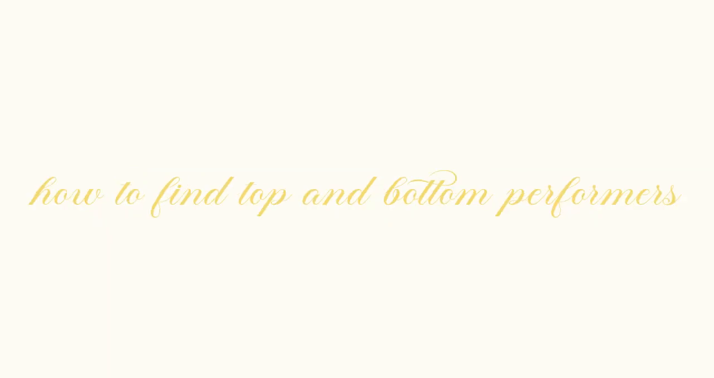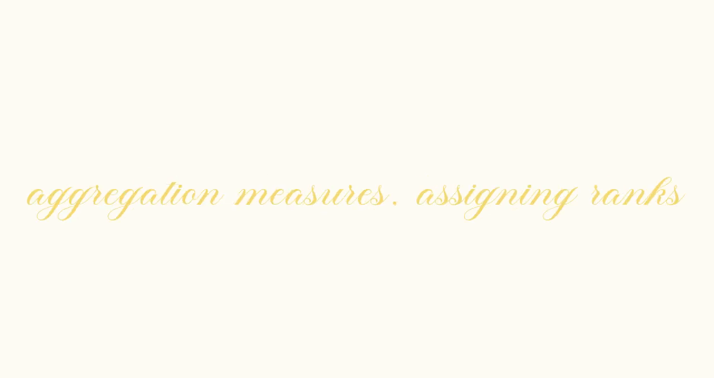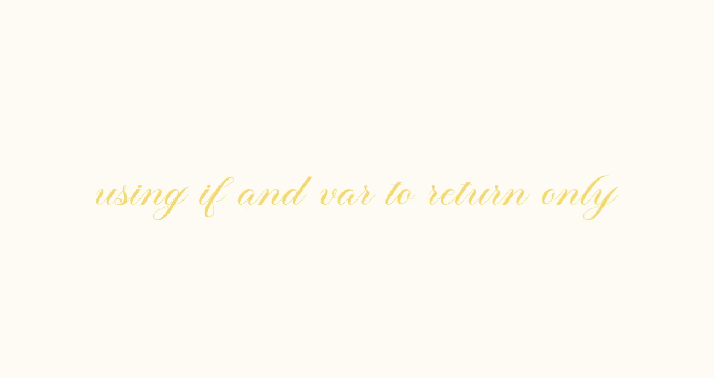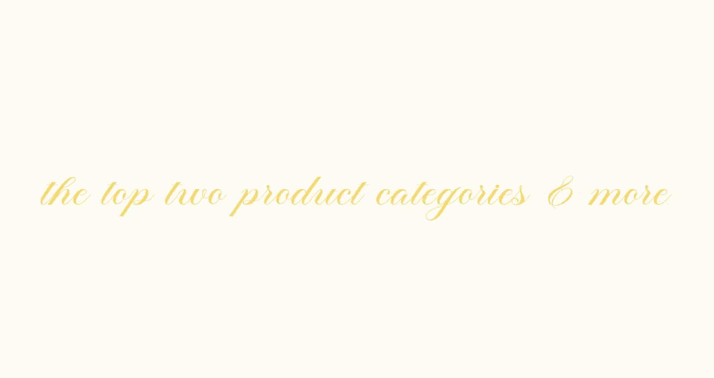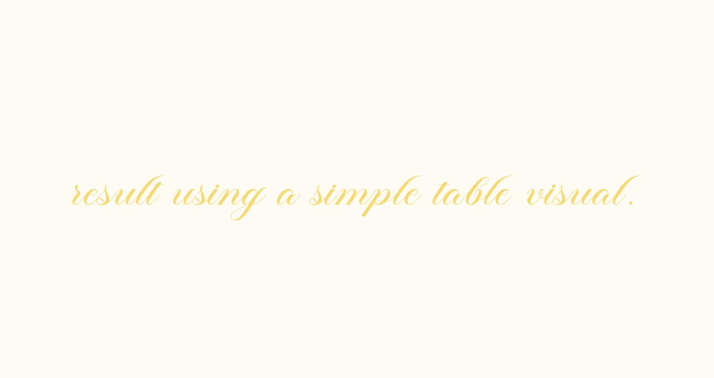In this video, I will show you how to find top and bottom performers in Power BI using DAX measures. I'll walk through creating the aggregation measures, assigning ranks with RANKX, and then using IF and VAR to return only the items you want. For example, the top branch by sales, the month with the lowest quantity sold, the top 2 product categories, and more. I will also show how to validate each result using a simple table visual.